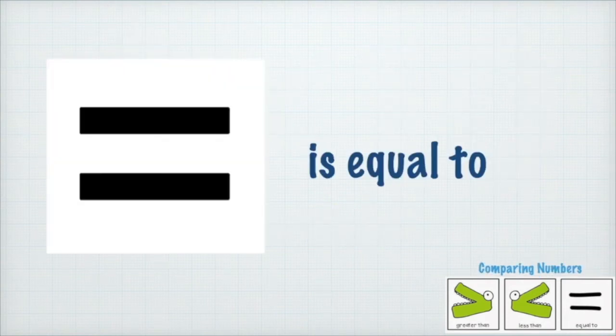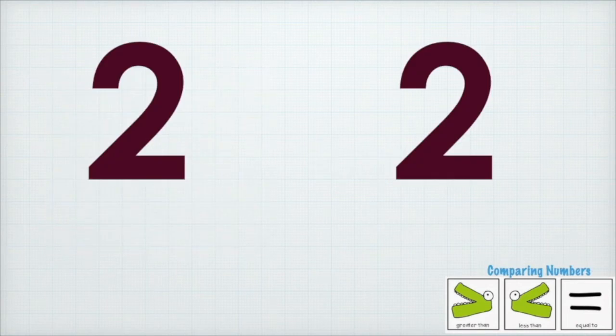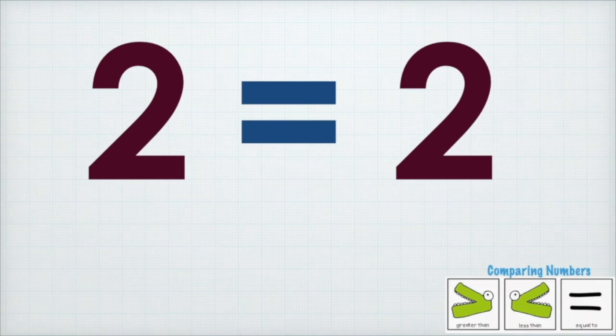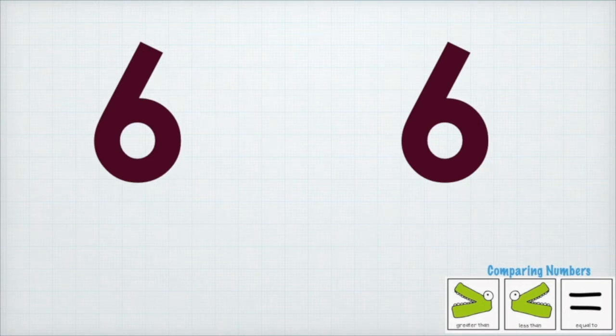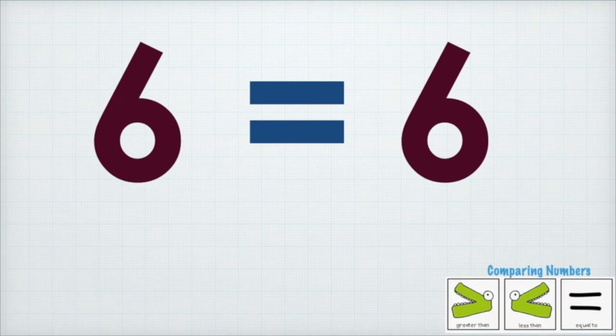Lastly, equal to. We have 2 and 2. They are same numbers. So we can say 2 is equal to 2. The same with 6 and 6. 6 is equal to 6.